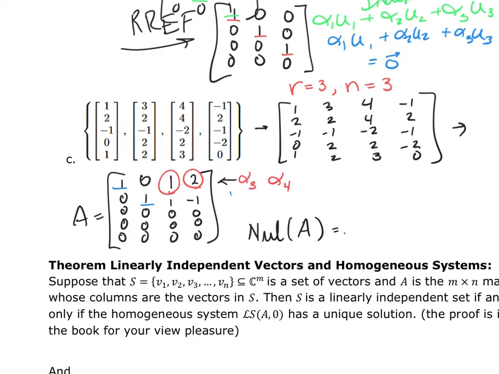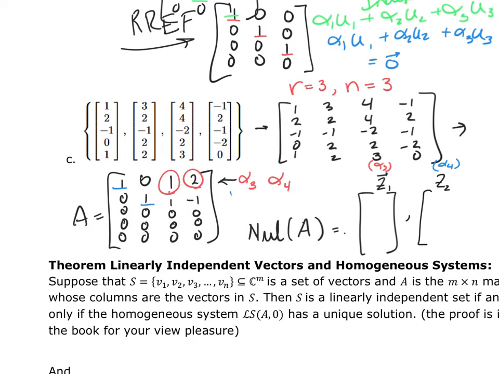So when I start building my vectors here, I know this is my first vector, and it's coming from the coefficients of alpha 3. And then my second vector here, which is z2, is coming from the coefficients on alpha 4.